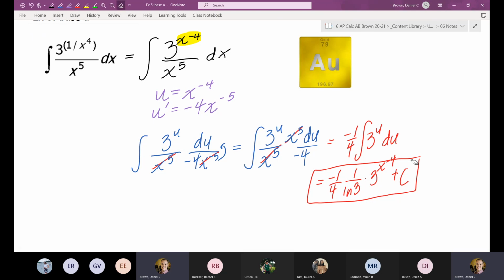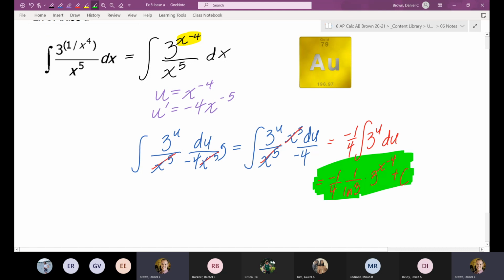So again, even when our problems look scarier, like I think that one definitely can look a little bit more intimidating, we still want to think about the overall strategies that we learned. The whole idea is you want to find a u so that when you find the u prime, things are going to cancel out and it's just going to work out nicer for you. Any questions on that one before I move to the last example? All right, that one was weird.